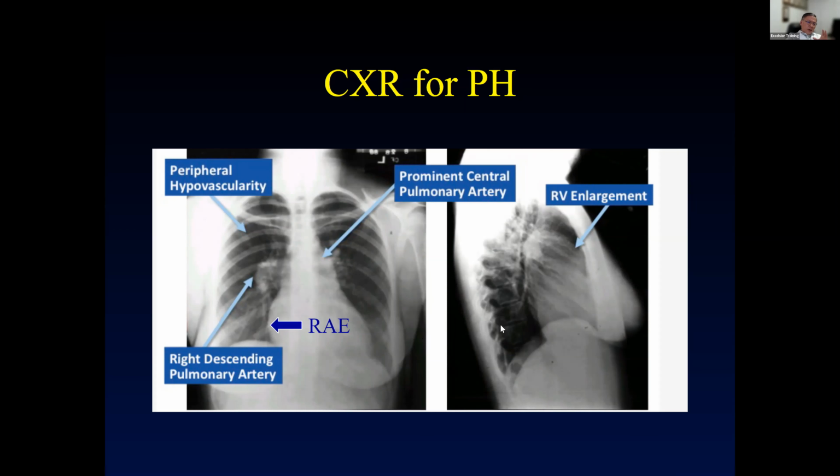Don't forget to look at the lateral film of a patient with pulmonary hypertension. They have a classic obliteration of the anterior airspace, which is typically lung, but is now replaced by a very enlarged right ventricle. So this is a very classic X-ray finding of someone with significant right ventricular enlargement.